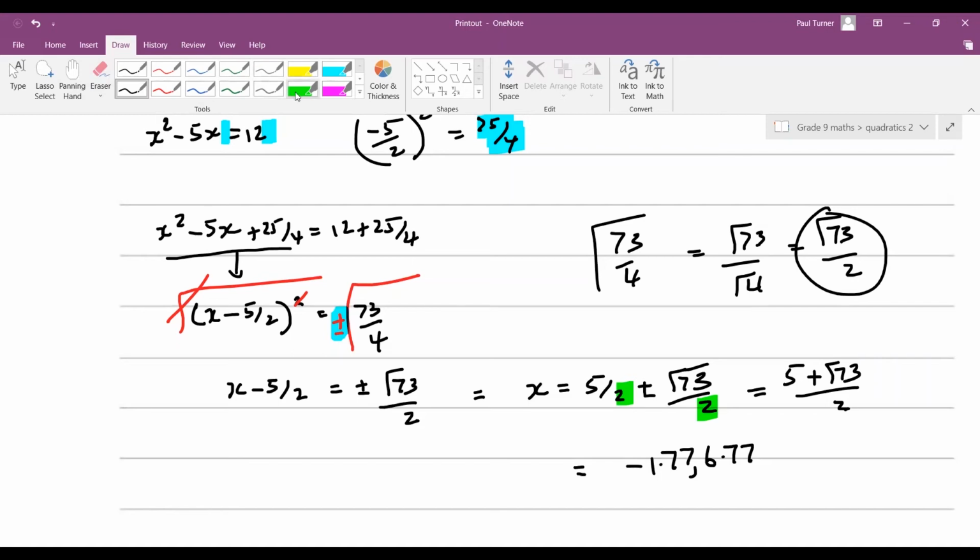I think that's hopefully how you did it. Don't just use photo math, all right? Because I need to see your working. Okay, so that's how you would get the answer for that. Most of you did that okay.